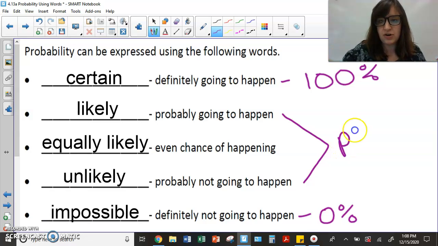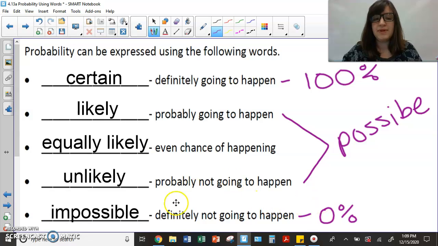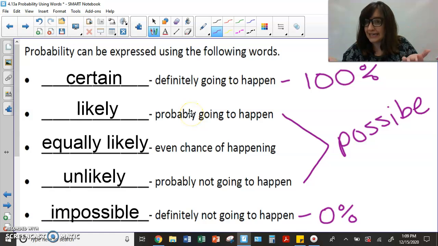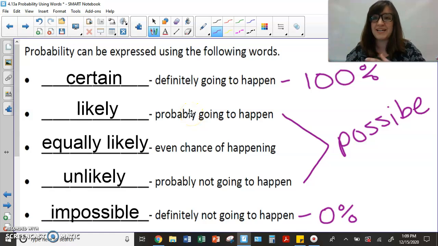All of these things are possible, okay? Well, certain is included in the possible, but there's possible and there's impossible. Impossible means not going to happen. Possible means it could happen. Now, it could be certain that it's going to happen. It could be likely. It could be equally likely or it could be unlikely. So possible is a big range of amounts.